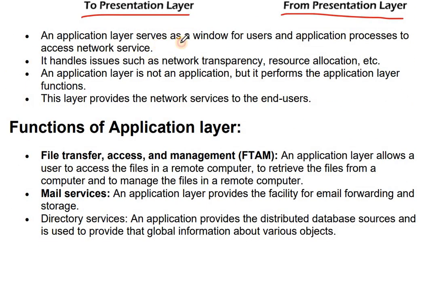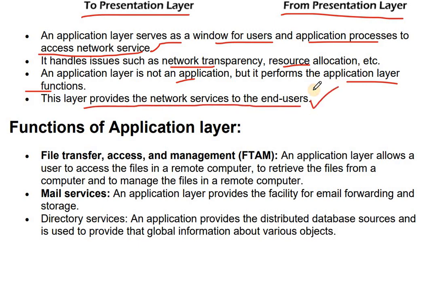The application layer serves as a window for users and application processes to access network services. It handles issues such as network transparency, resource allocation, etc. The application layer is not an application, but it performs the application layer functions. This layer provides the network services to the end user.